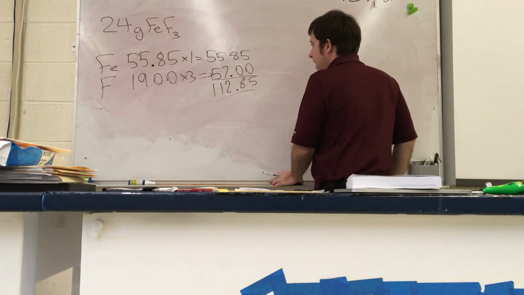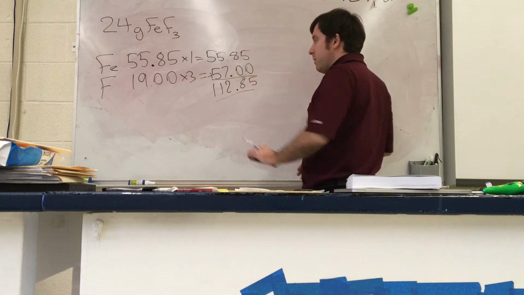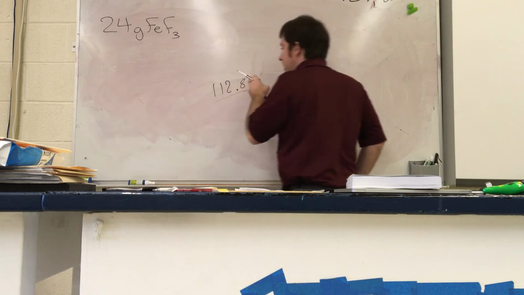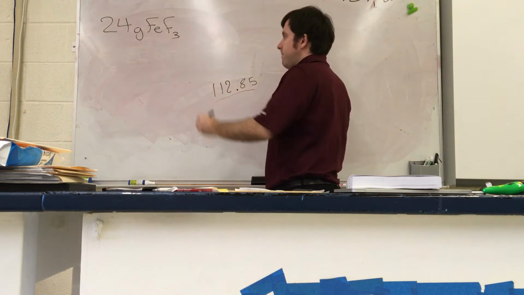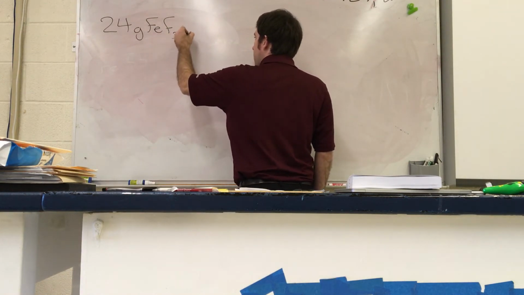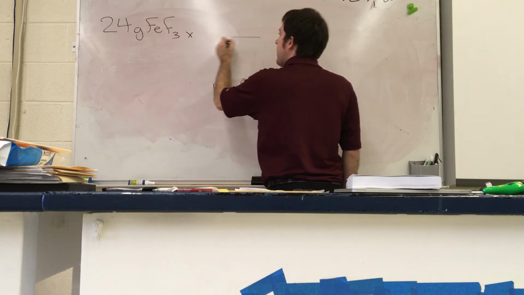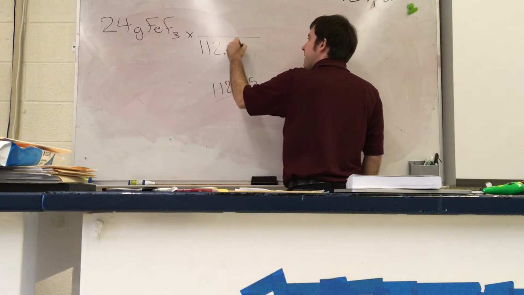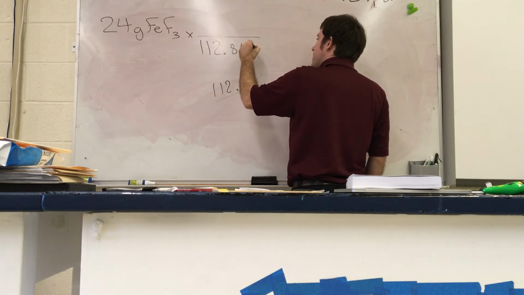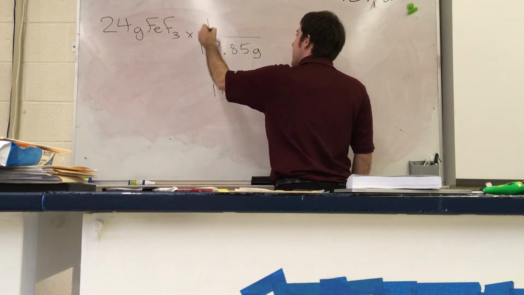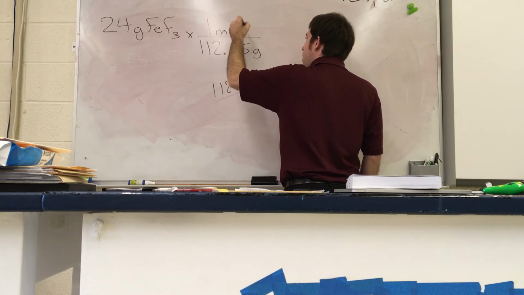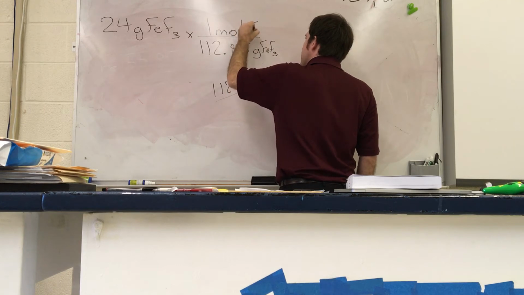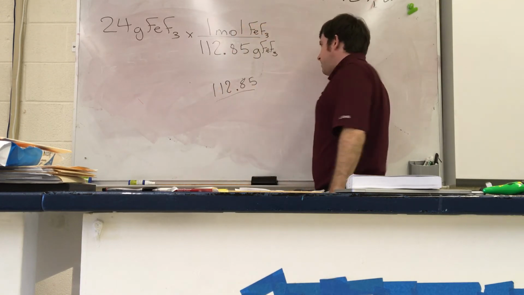That is what we're going to use in our conversions. So, and I'm going to erase this to make a little bit more room. We'll keep that number though. We need that number. Here's why. We have this. Well, we do some multiplication. We know that 112.85 grams is the same as 1 mole of iron fluoride. I'm going to put these here too to keep it visually the same.